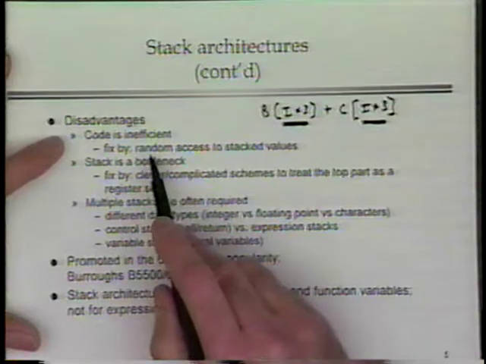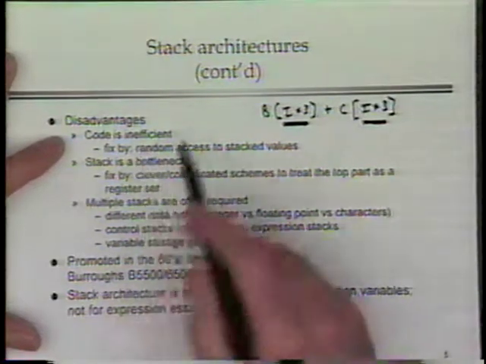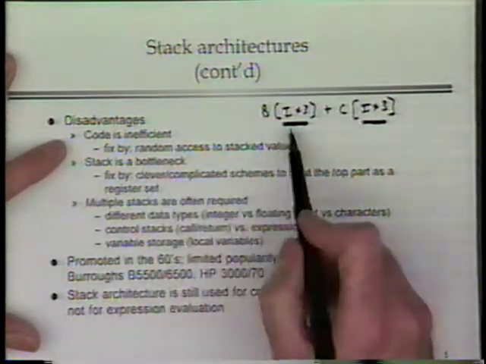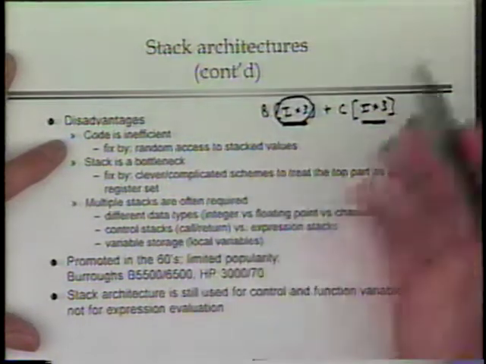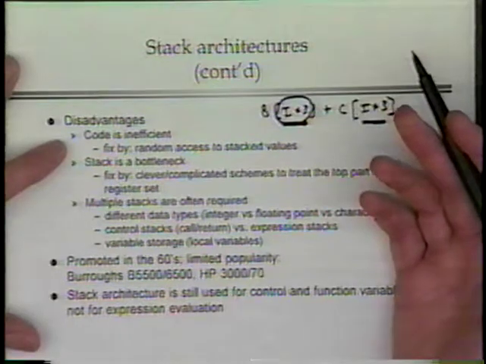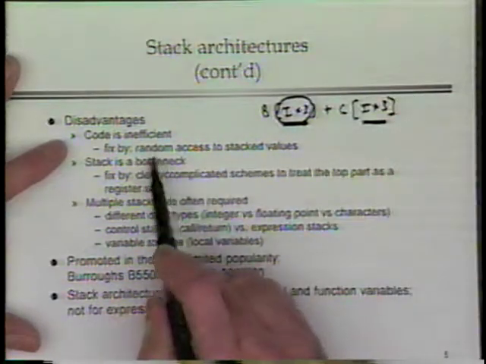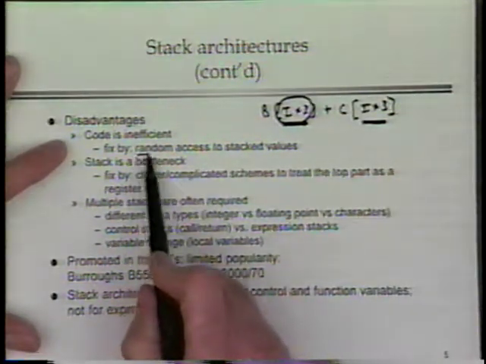Well, you can fix that. There have been proposals and implementations of stack architectures that allow you, for example, to compute an intermediate expression and duplicate it, so you wind up with two copies of it on the stack. And then, in fact, later on to randomly access stacked values.